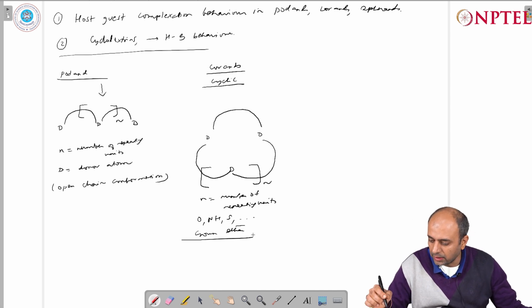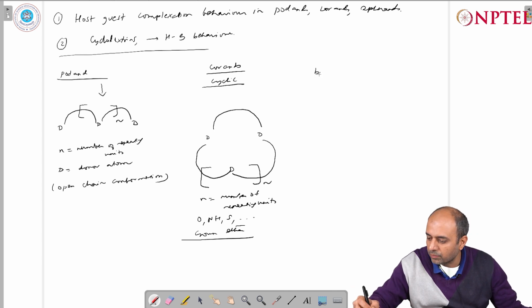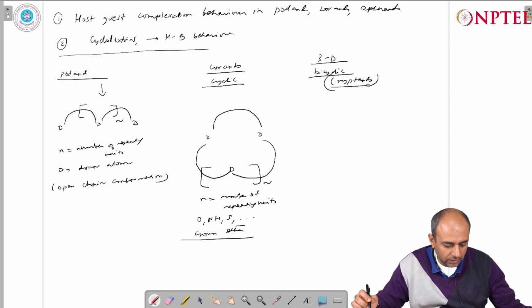Now we have also realized that the pre-organization of the host is very important. In this regard, this is a cyclic system, so this is more pre-organized and more rigid compared to a podand which has got an open conformation. And if you want to pre-organize the host even more and make it more rigidified, then we can access the bicyclic compounds, which are essentially three-dimensional in nature and which we call cryptands. So let us look at how the cryptands look.